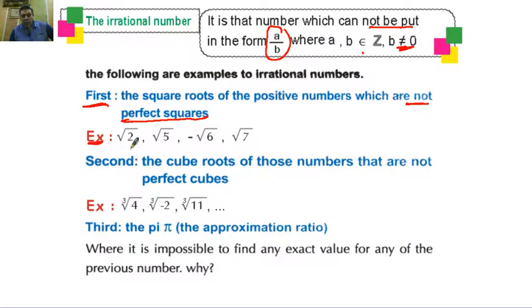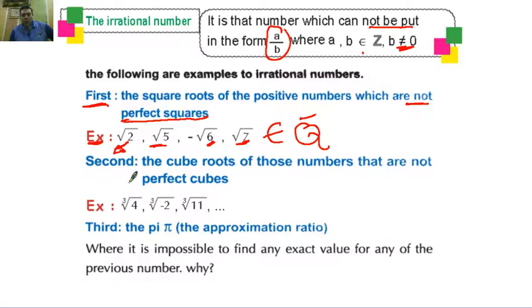For example, square root 2, as we mentioned before, we can't find a number multiplied by itself that equals 2. Square root 5, we can't find a number multiplied by itself that equals 5. Square root 6, the same. We can't find a number multiplied by itself that equals 7. So these numbers belong to Q dash, irrational numbers.